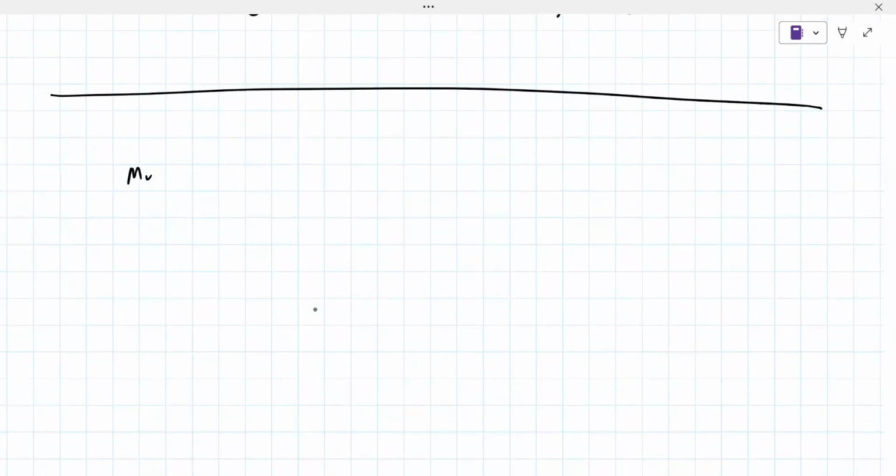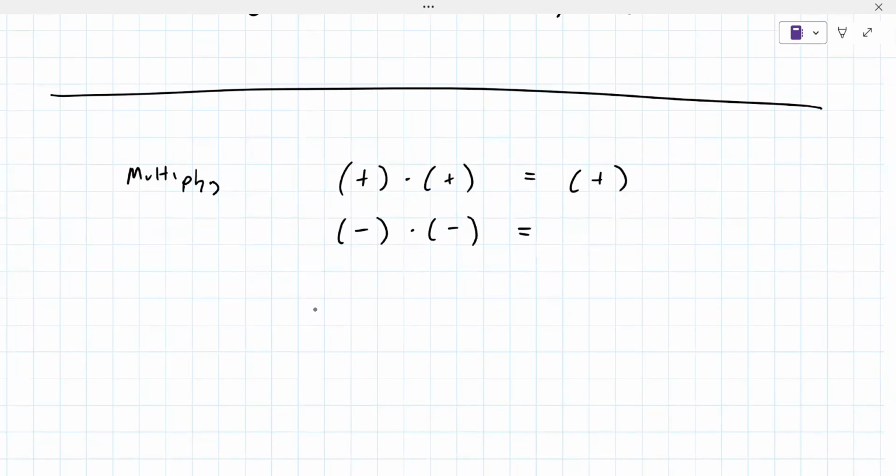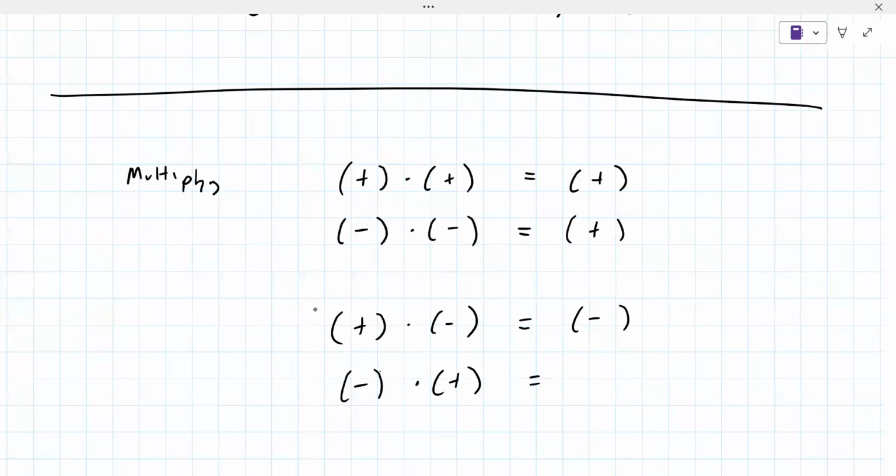All right, so let's talk a little bit about multiplication and division. When you're multiplying, a positive times a positive equals a positive. A negative times a negative equals a positive. You just have to memorize this. A positive times a negative, or a negative times a positive, equals a negative. So same equals positive, different equals negative for multiplying and dividing.